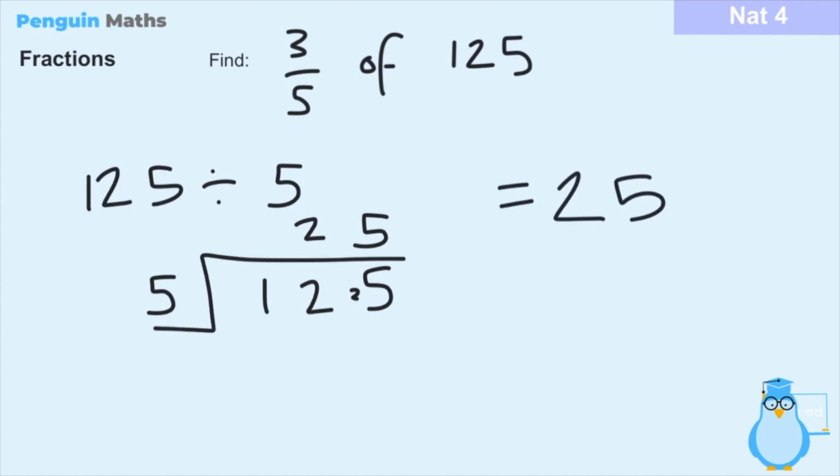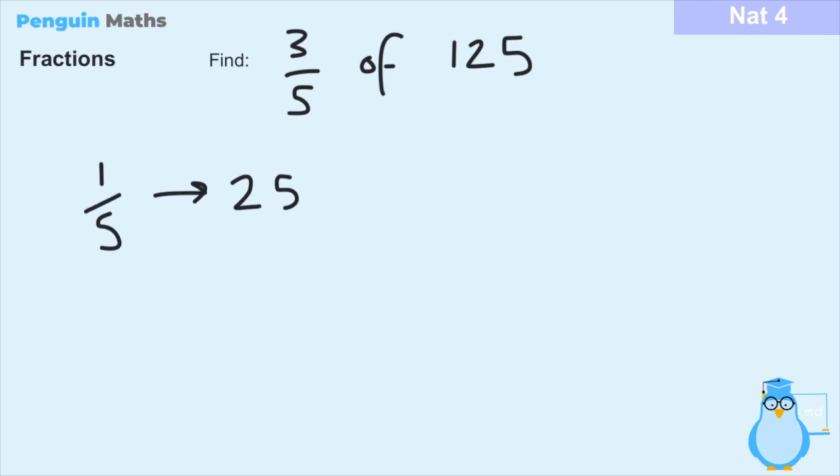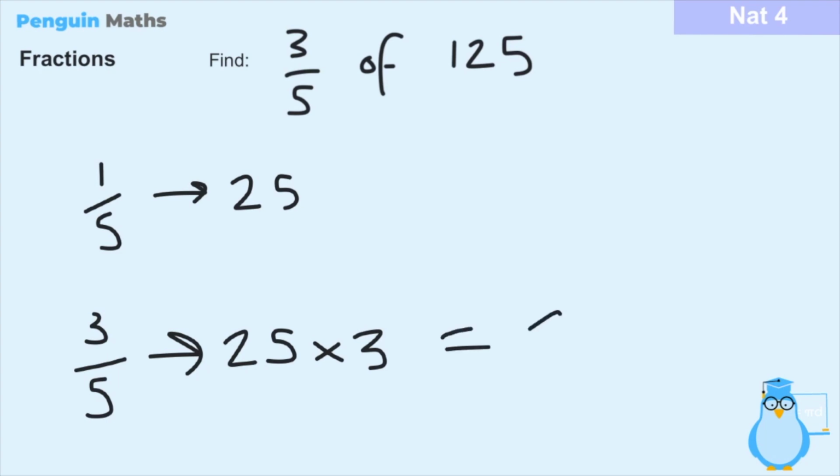So that means that if 1/5 is equal to 25, then 3/5 is just going to be equal to that 25 multiplied by 3, and if we do that, that just simply gives us an answer of 75. So again, one last time, all we did was divide the 125 by the bottom number, and then we multiplied by the top number.